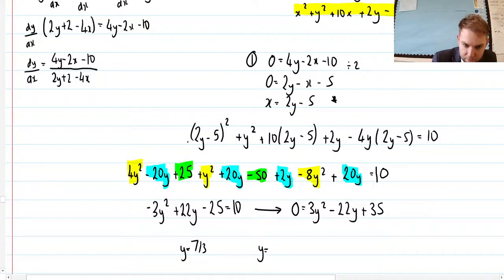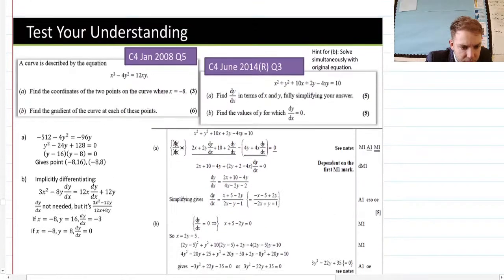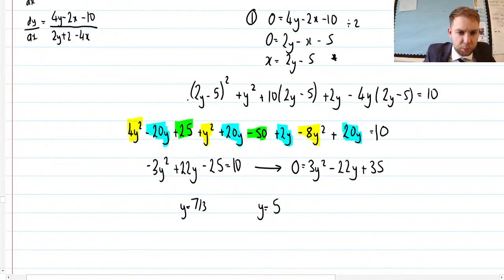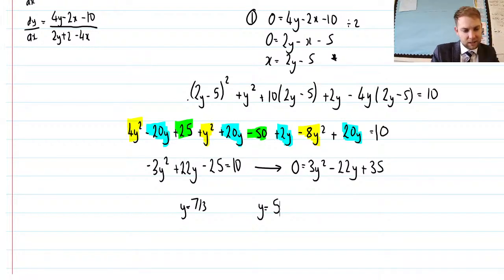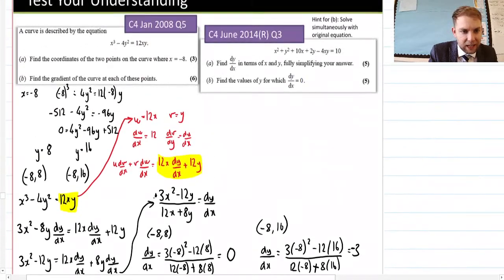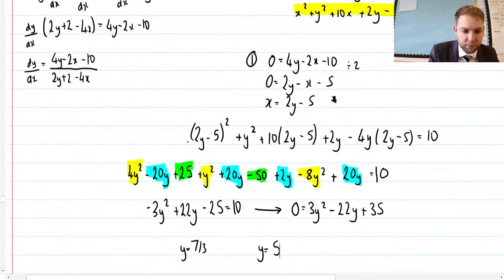So let's just check those answers. 7 over 3 and 5, yeah, we got there. Brilliant. Super. Tricky questions there again. Loads of working. But these are the questions which are going to come up. Everything you've done so far is aiming towards these type of questions, okay? Bringing everything together: differentiation, implicit differentiation, turning points, quadratic simultaneous equations. Everything is built into this point.